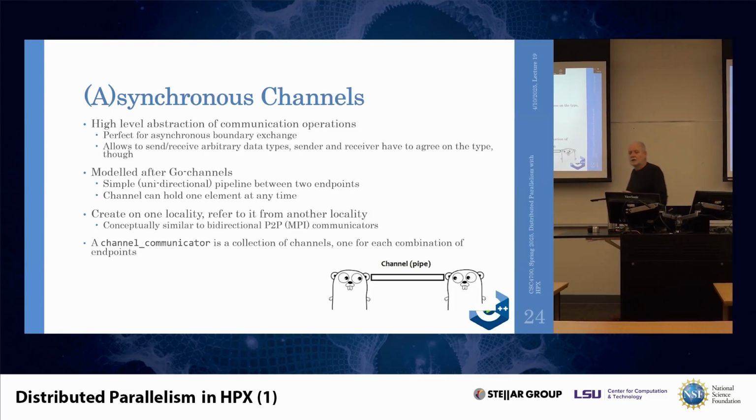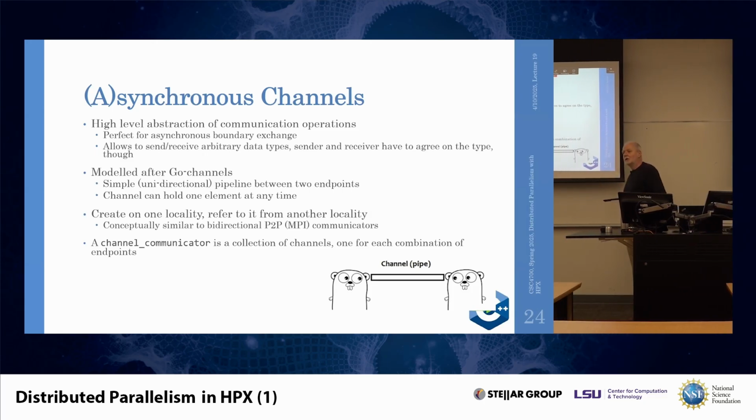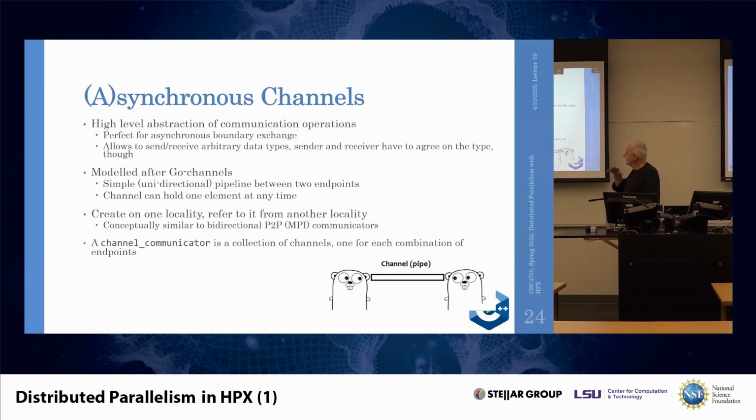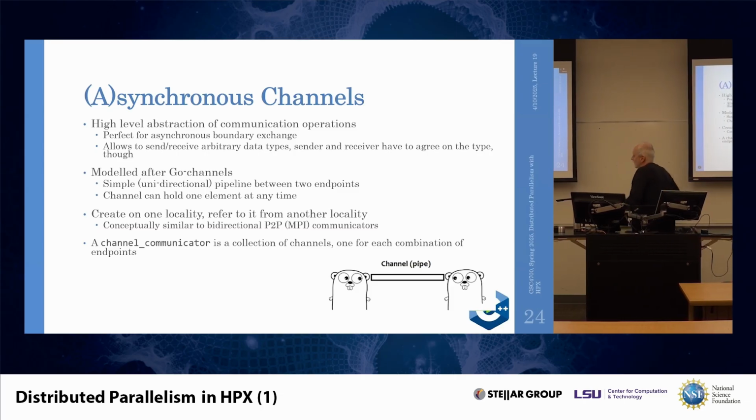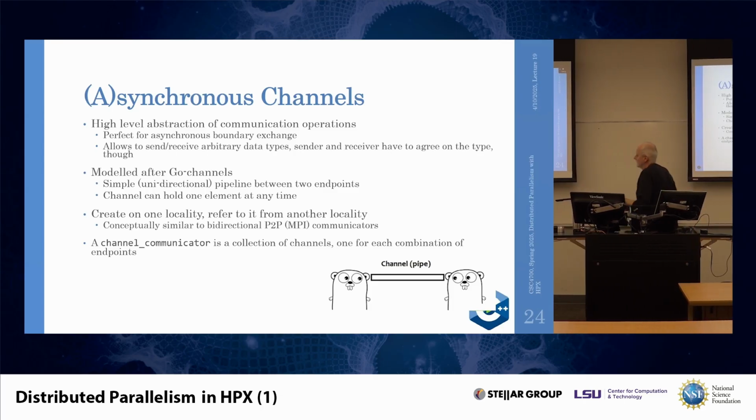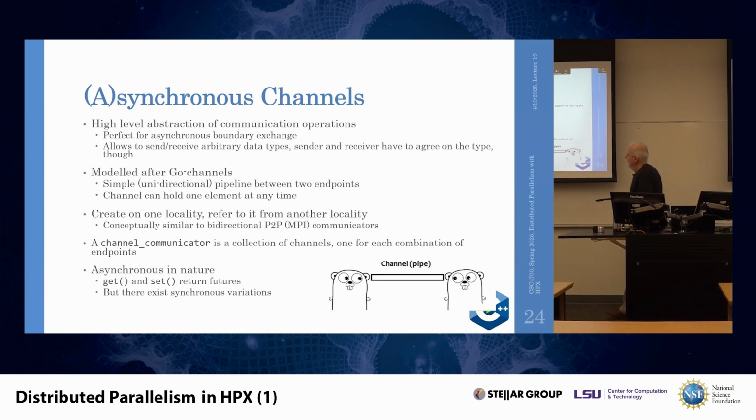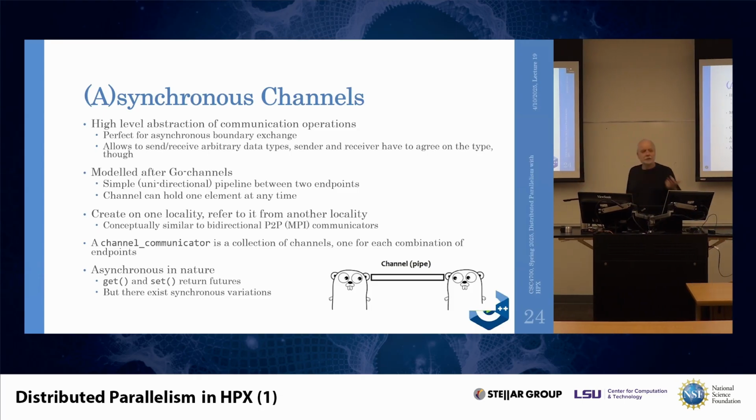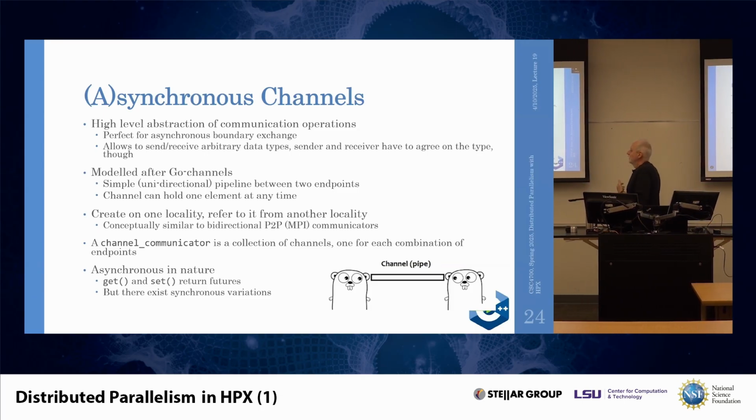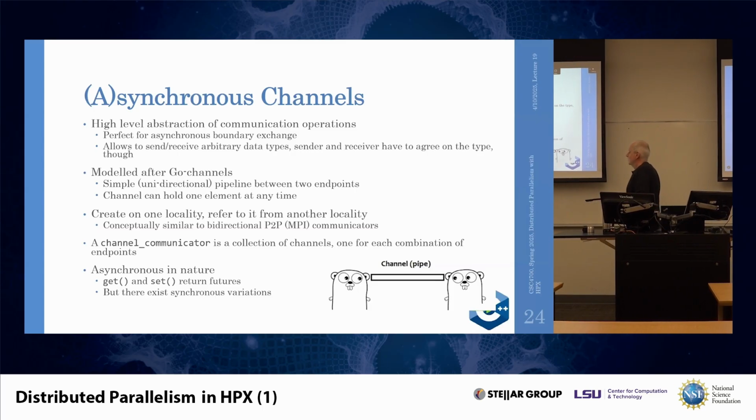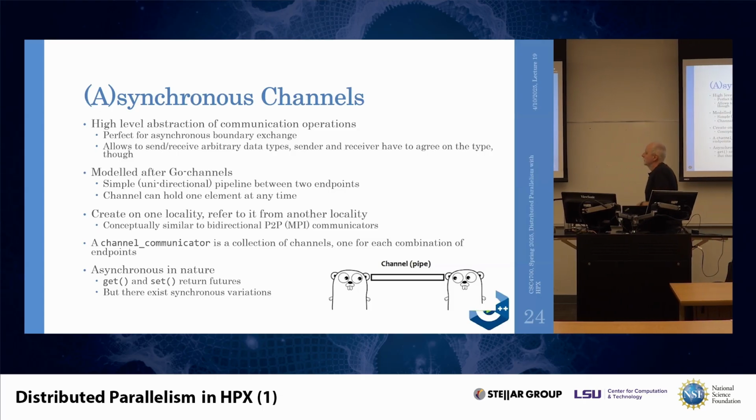When you use the channel communicator, you don't have to send the channel over, right? The channel communicator is just creating a bunch of channels that connect all of them. So it's a higher level construct. The channel communicator is a collection of channels, one for each combination of endpoints that are listed in it. And as I said, they are asynchronous in nature. Channels expose two functions, get and set. Both return futures, but we have synchronous variations, and we will show how those work in a minute.